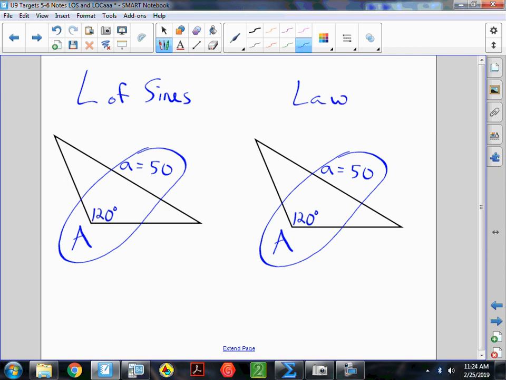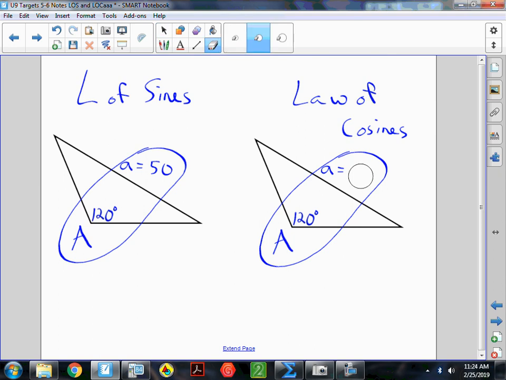We can use the law of cosines when we're looking at the information, angle A and side A, but something's missing. Like, for example, I only have angle A as 120 degrees, but I don't have side A. Or instead, I have side A equal to 50, but I don't have angle A. The law of cosines is still based on the angle and the side across from it. We use the law of sines when we have both. We use the law of cosines when we have one and we want the other one.